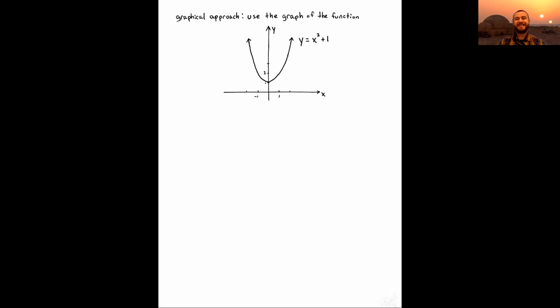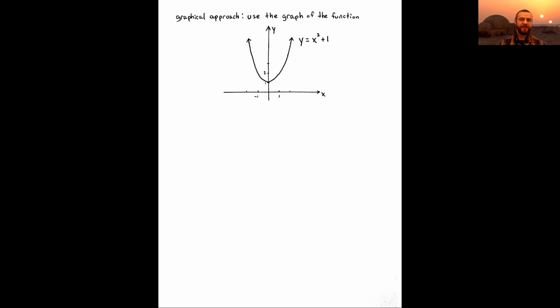All right, let's take a look at the graphical approach for the same example. So we have, again, multiple ways to understand limits. The numerical approach is one option. The graphical approach is another. Here, we start with the graph of the function, which for this one is rather simple, a parabola, and then the +1 shifts it up 1 unit.